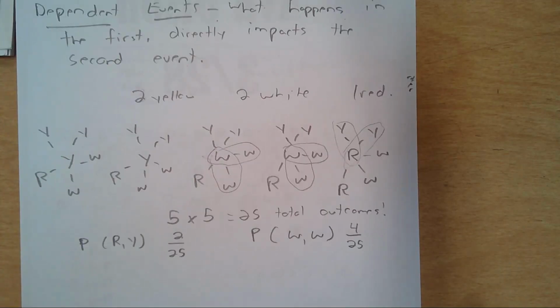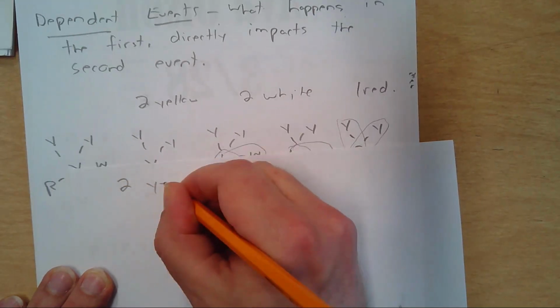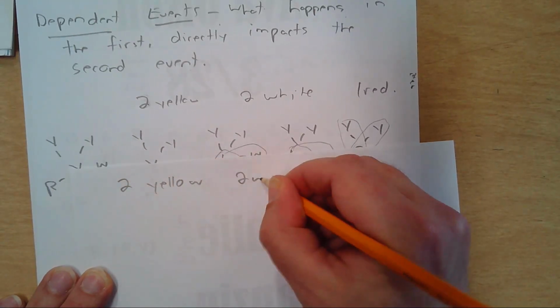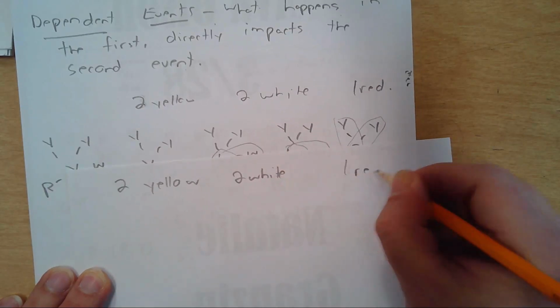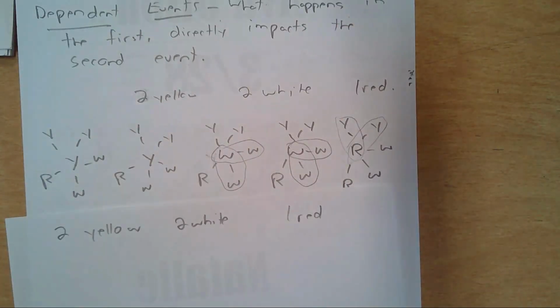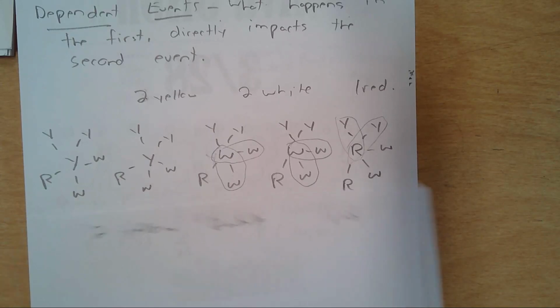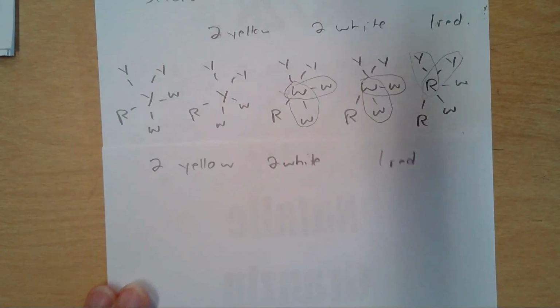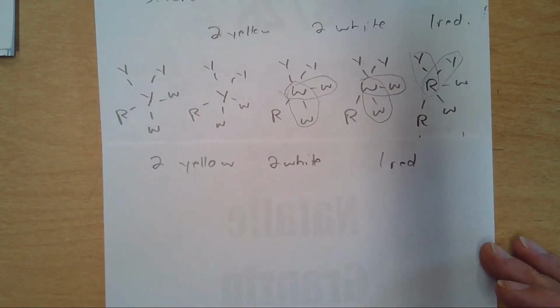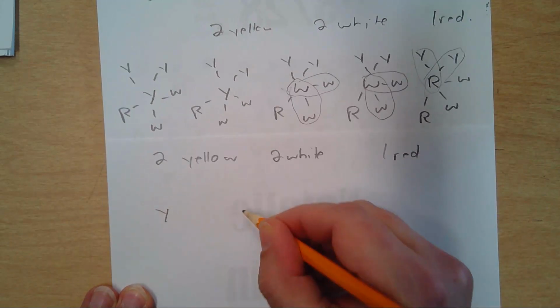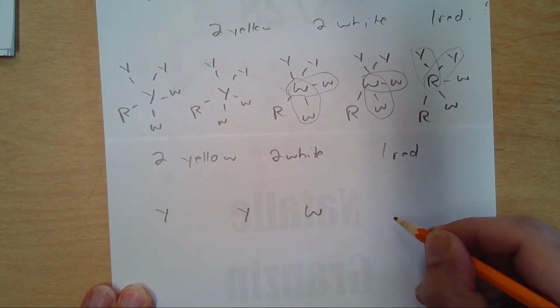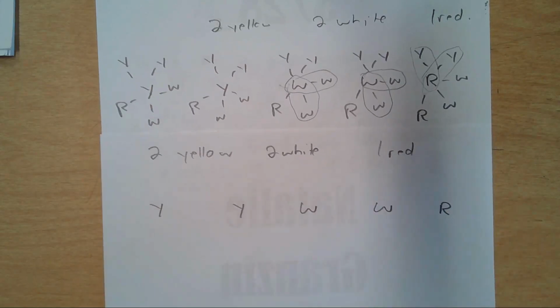Now, same situation. 2 yellows, 2 whites, 1 red. This time, we're going to pick a marble, but we're not going to put it back in the bag. Whatever we pull, we're going to just set it aside. And then we're going to pick another marble. So, what could happen the first time? You could get 2 yellows. I could get the yellow, the white, or the red, right?